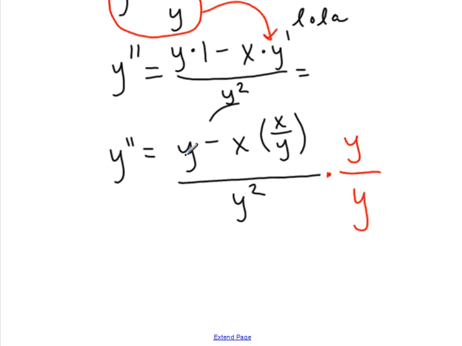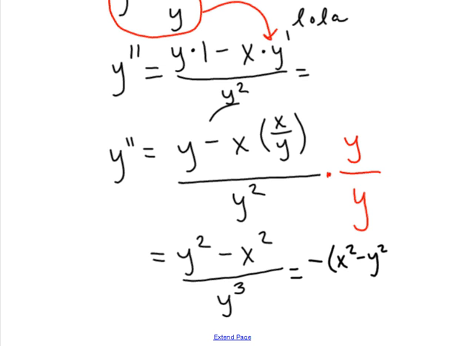So we have y times y is y squared. And in the second term, we have x squared, and then the division by y multiplied by y is going to cancel, so x squared. And now, hopefully, you can see what's going on. So that is y squared minus x squared over y cubed. And if I rewrite this a little bit, we get the negative of x squared minus y squared over y cubed.